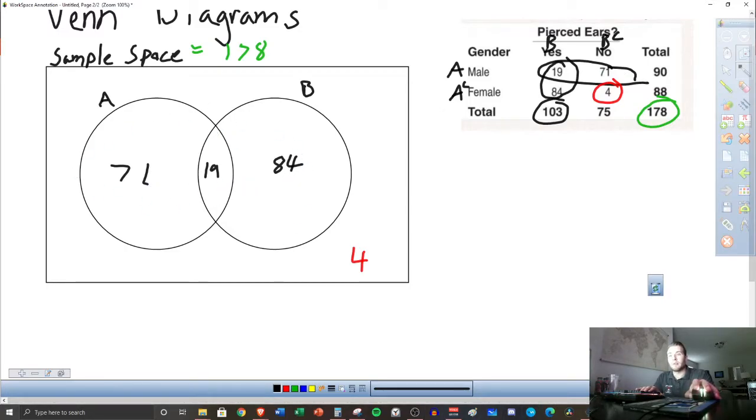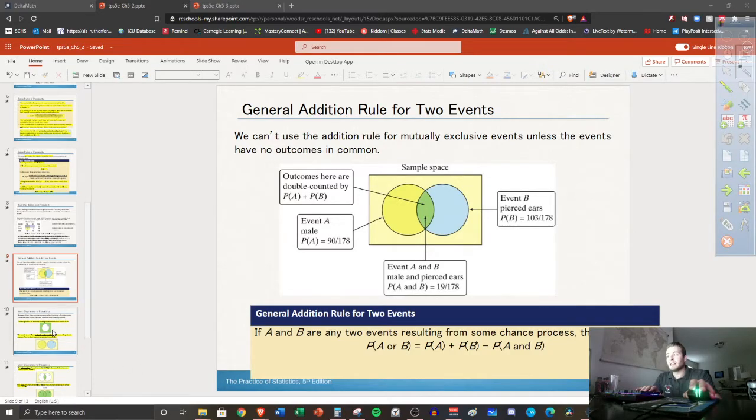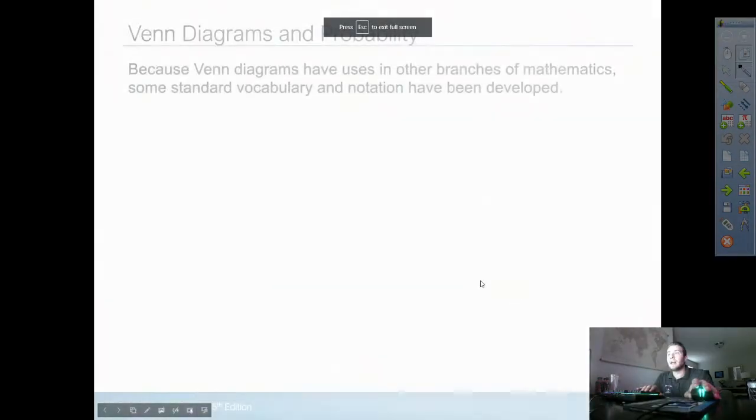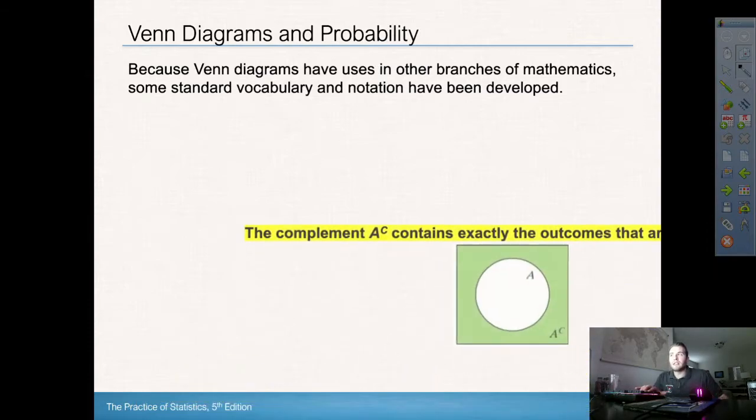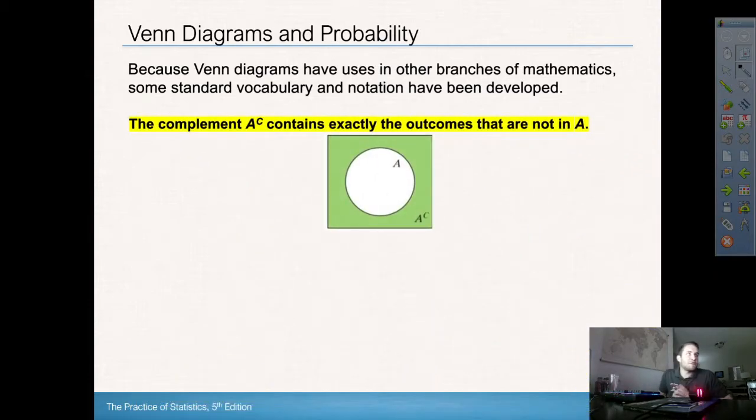But we have some rules that we're going to write down. So let's go ahead and start with this. So for Venn diagrams, the first rule. So Venn diagram probability. They have uses in other branches of mathematics down the road if you decide to study more math. A lot of face-to-face learners haven't expressed interest in that. But let's start with this first rule.